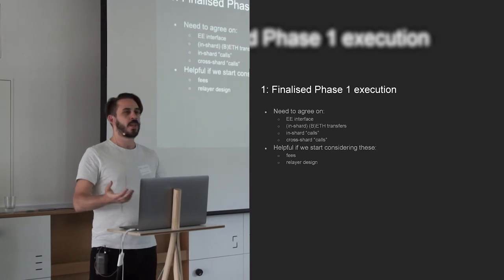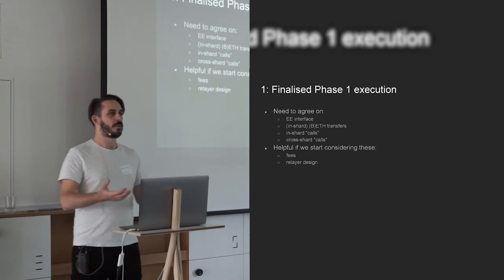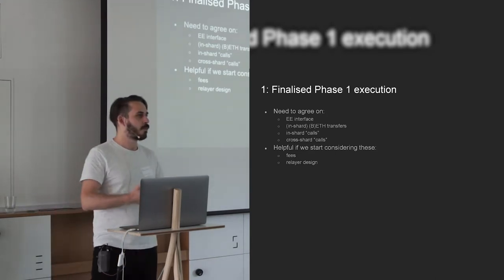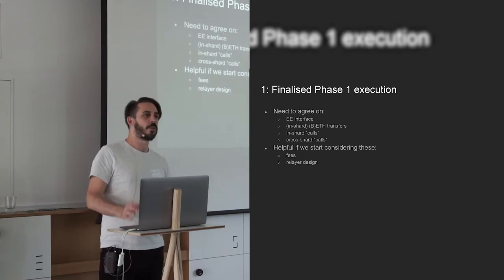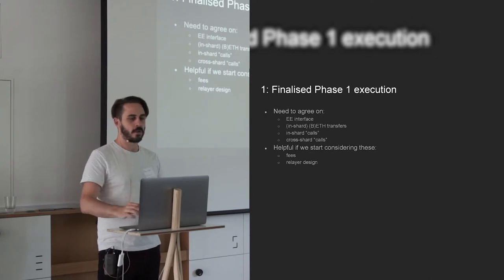it will look like. And this is the only bit needed in order to launch ETH2, because developing these execution environments can be done separately. And I think these are the four key points we need to agree on in order to launch phase one.